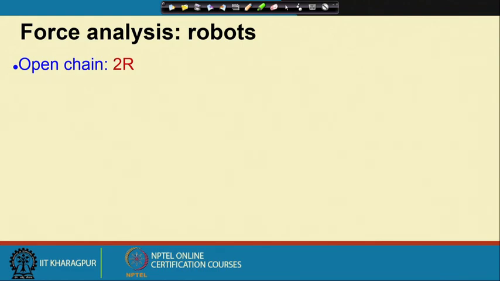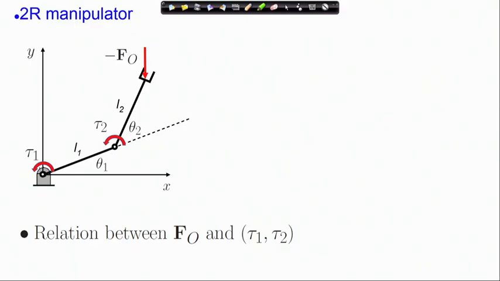We will look at open chain 2R manipulators. Here I have a schematic for the 2R manipulator. We have these input forces, which are the joint torques tau 1 and tau 2, and the reaction force that is experienced by the manipulator at the end effector, which is minus F_o. I have to find the relation between this F_o vector and the joint torque vector tau.